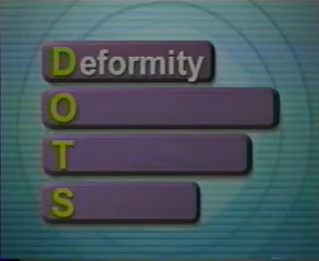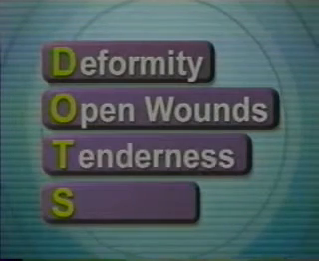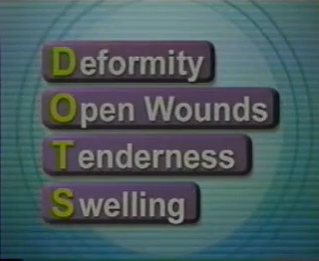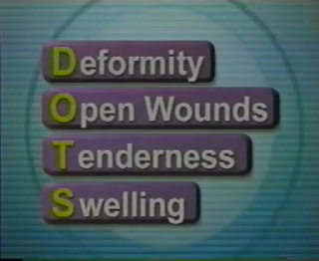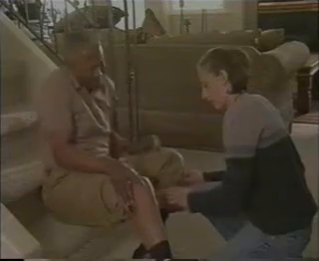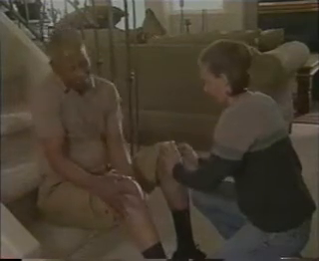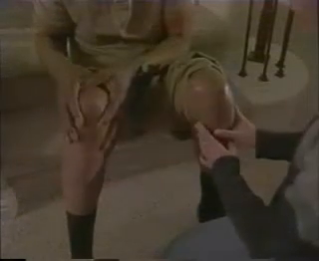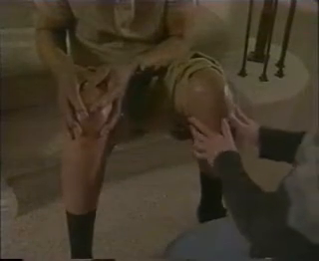Use the mnemonic DOTS: deformity, open wound, tenderness, and swelling to assess the injured victim. When in doubt, treat the injury as a fracture. Deformity might not be obvious. Compare the injured part with the uninjured part of the other side. An open wound may indicate an underlying fracture.